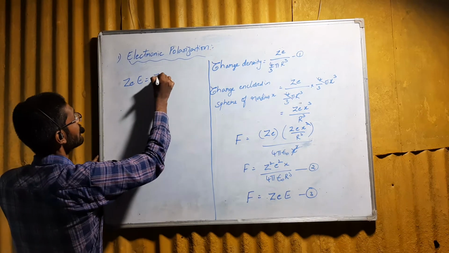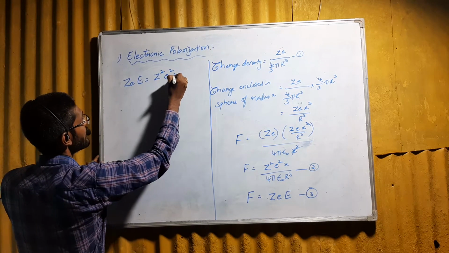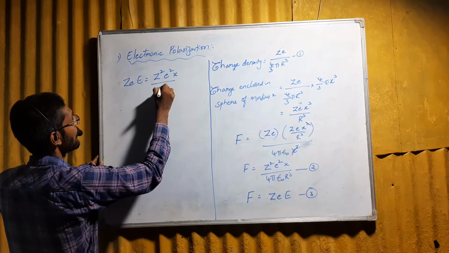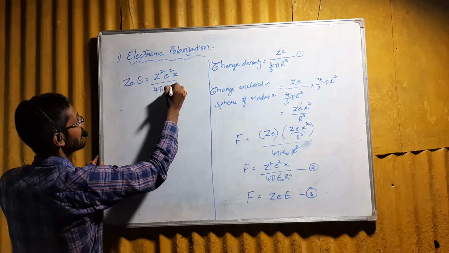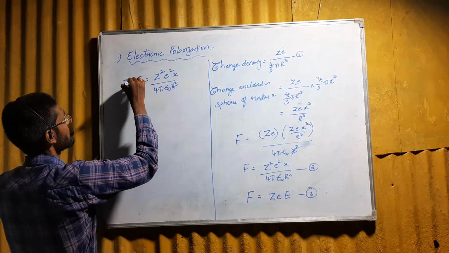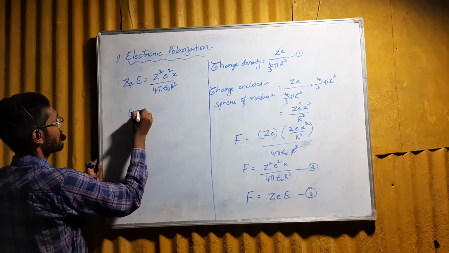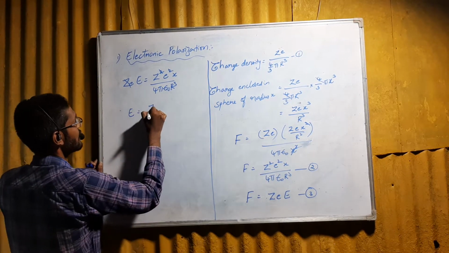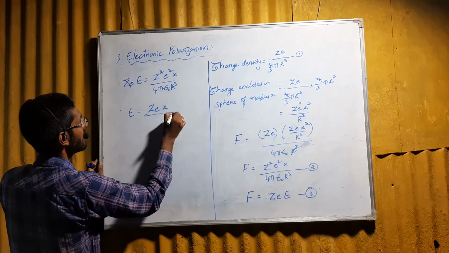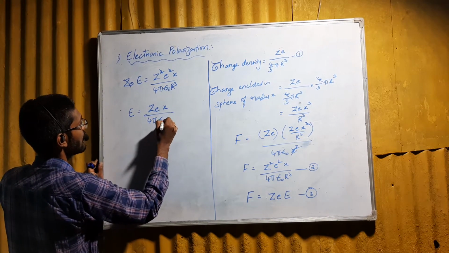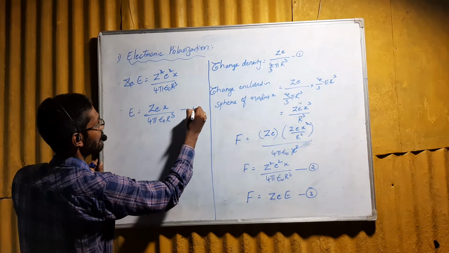Ze capital E is equal to Z square e square x by 4 pi epsilon naught r cube. So Ze and Ze will get cancelled here. The electric field acting on this nucleus can be given as Ze x by 4 pi epsilon naught r cube. Name this as equation number 4.